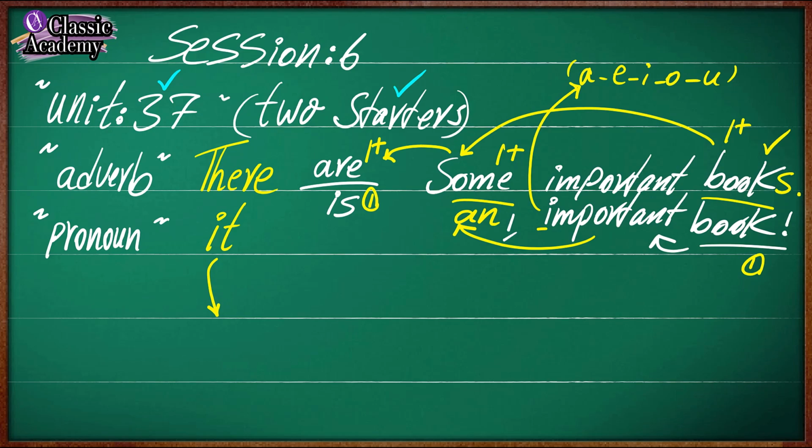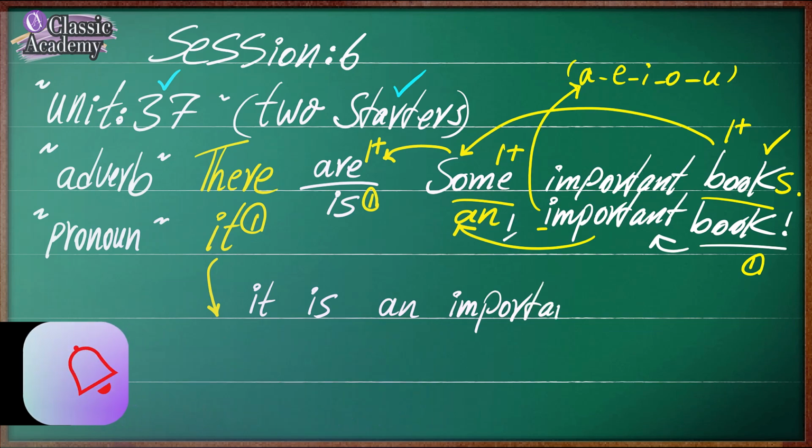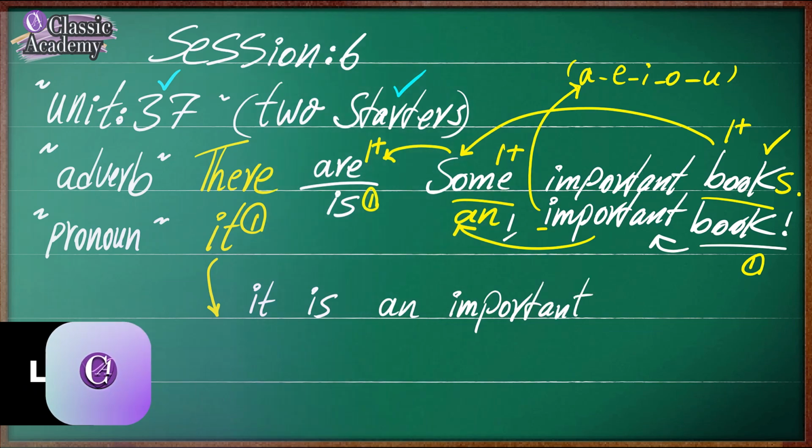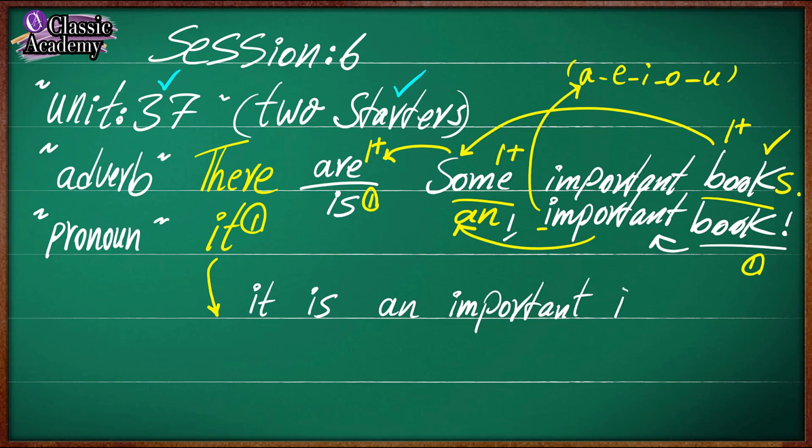It is better. It is always one single thing. And then I need to bring, and I can only bring, is for the present. It is an important issue. Okay, let's change the word. It is an important issue. Okay, the issue is one single noun.